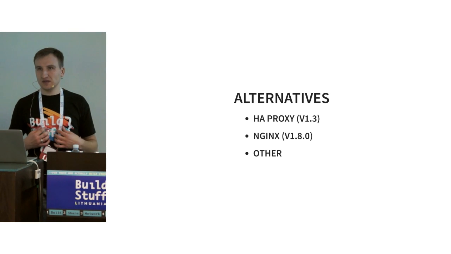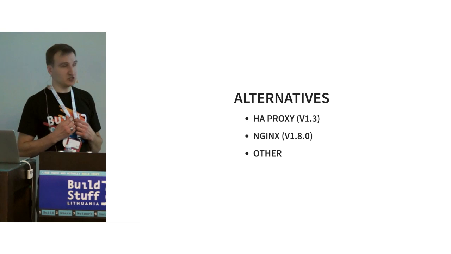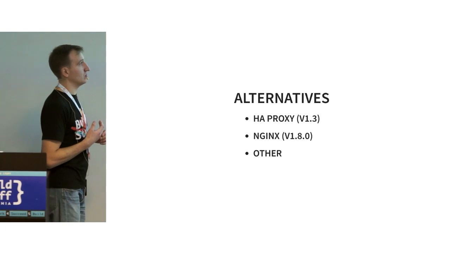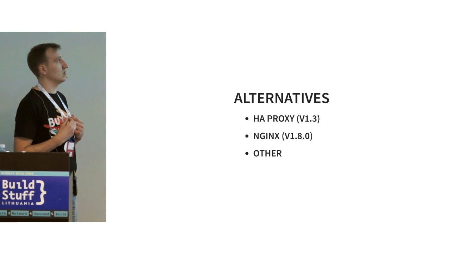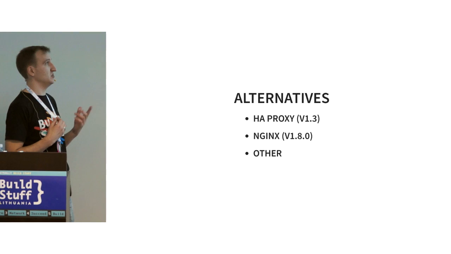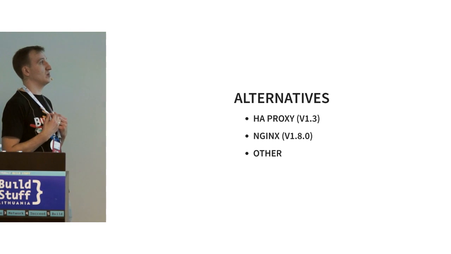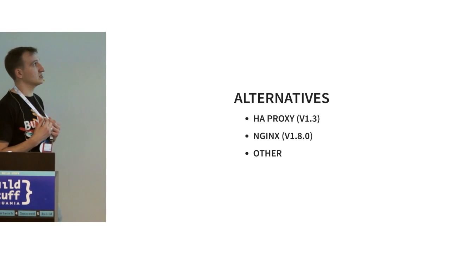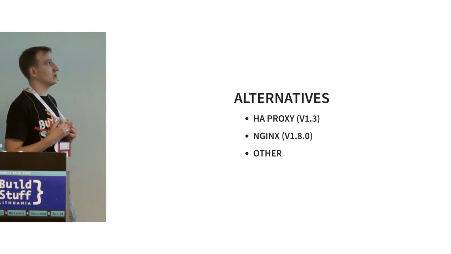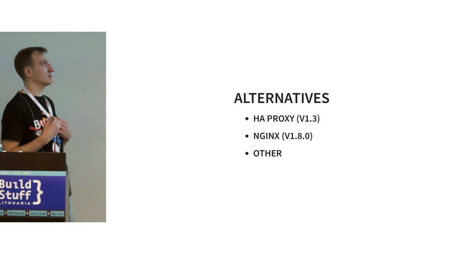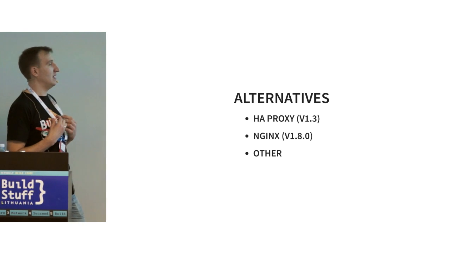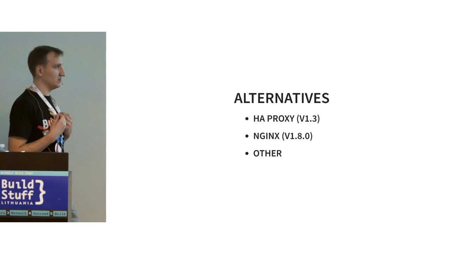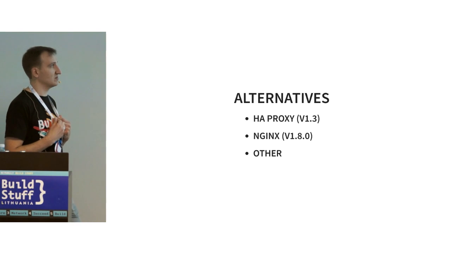At that time, the alternative was HAProxy, which was version 1.3. And at that time, I mean like 2 years ago, Nginx was at version 1.8. HAProxy 1.3 didn't support SSL offload, so it didn't fit our needs. And there were some other commercial alternatives, expensive ones.